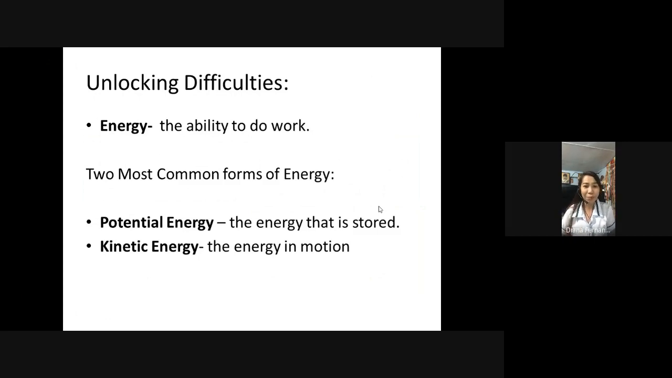Okay. So, we have two most common forms of energy. And what are those? We have the potential and kinetic energy. And what are the differences between those two? Gian, can you please read what is the meaning of potential energy? The energy that is stored. All right. How about the kinetic energy? Energy in motion. All right.